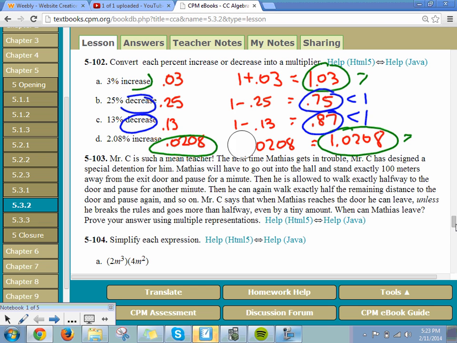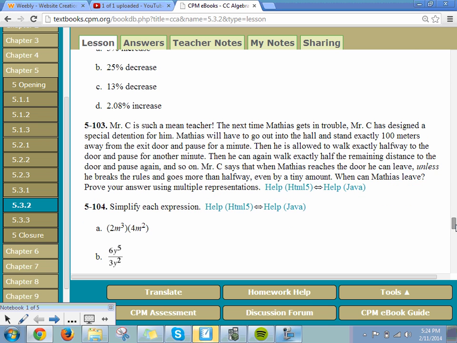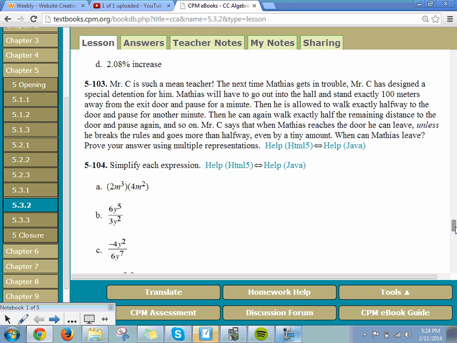All right, moving on to 103. We've got a nice big word problem, lots of stuff to sort through, but hopefully we can figure out what we're looking for. It says, Mr. C is such a mean teacher. The next time that Matthias gets into trouble, Mr. C has designed a special detention for him. Matthias will have to go out in the hall and stand exactly 100 meters away from the exit and pause for a minute. Then he is allowed to walk exactly halfway to the door and pause for another minute. Then he can walk exactly half of the remaining distance to the door.